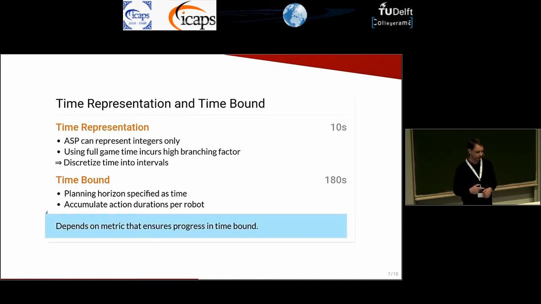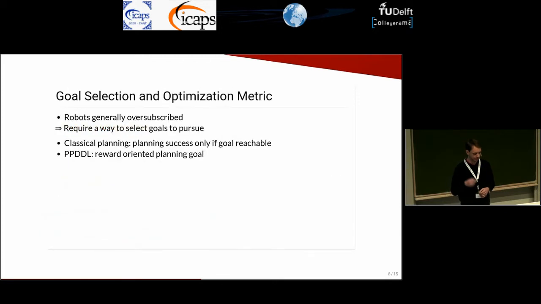However, this depends on a metric that ensures progress in that time bound. So it's important now to look more on that metric that we are employing. So first, robots are generally oversubscribed. That means they get more orders and more goals than they could possibly achieve within the given time bound. And that's intentional. You want to make the robot take choices and to also determine what it could actually do. So we need to also have a way to select the goals which we want to pursue.